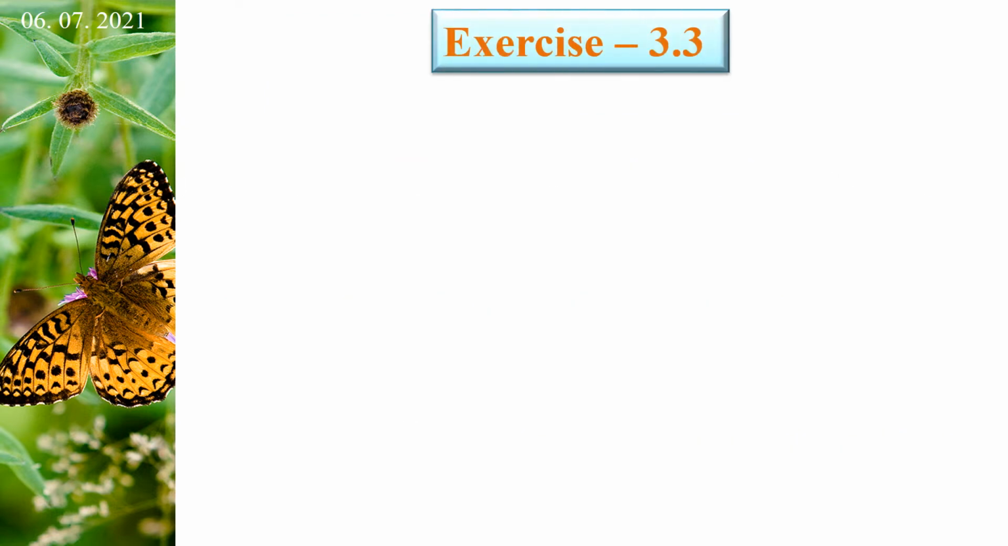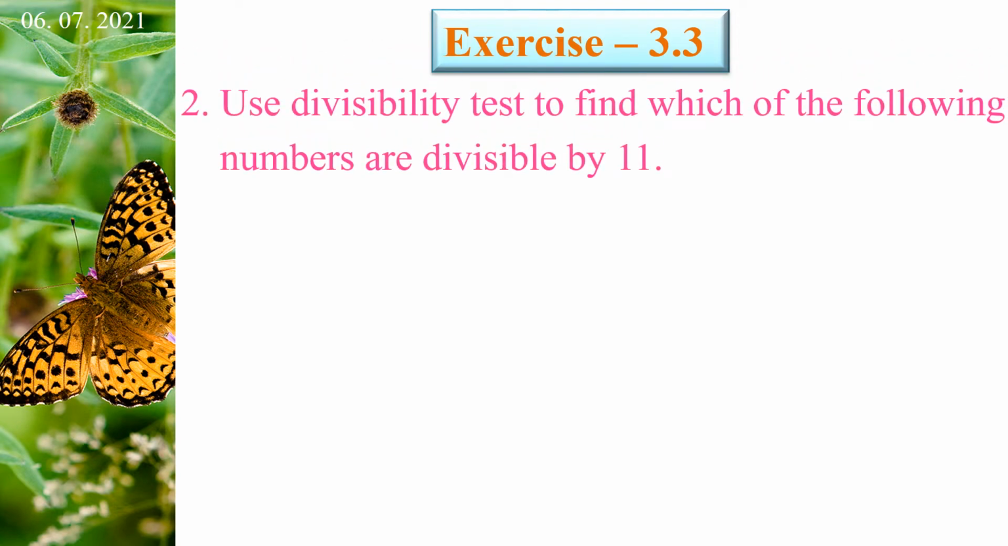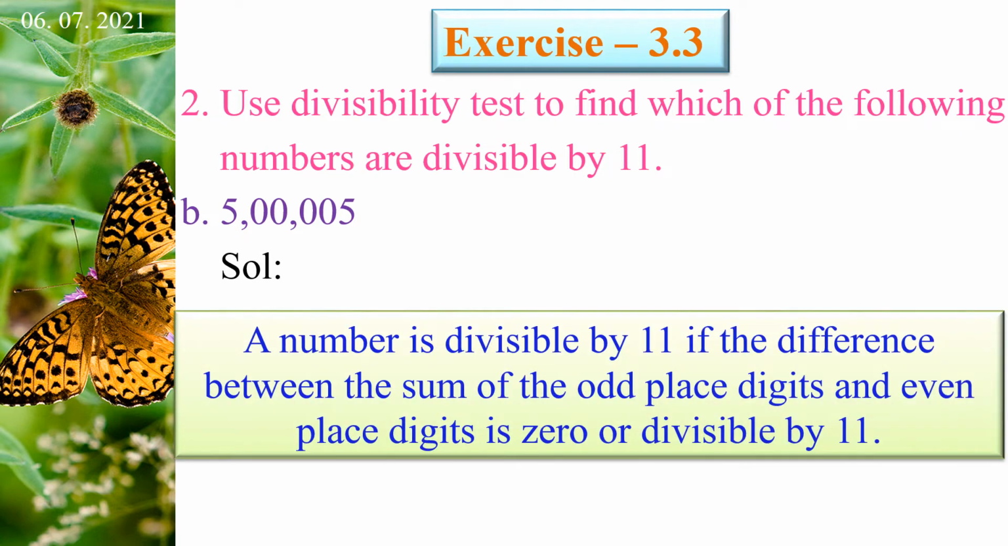So now coming to Exercise 3.3, second problem. Use a divisibility test to find which of the following numbers are divisible by 11. The given number is 5,05,000. So what is the rule of 11? Good. A number is divisible by 11 if the difference between the sum of the odd place digits and even place digits is 0 or divisible by 11.